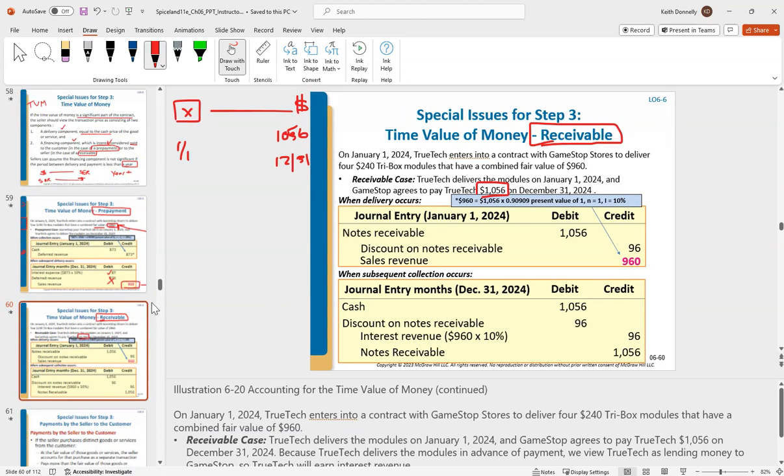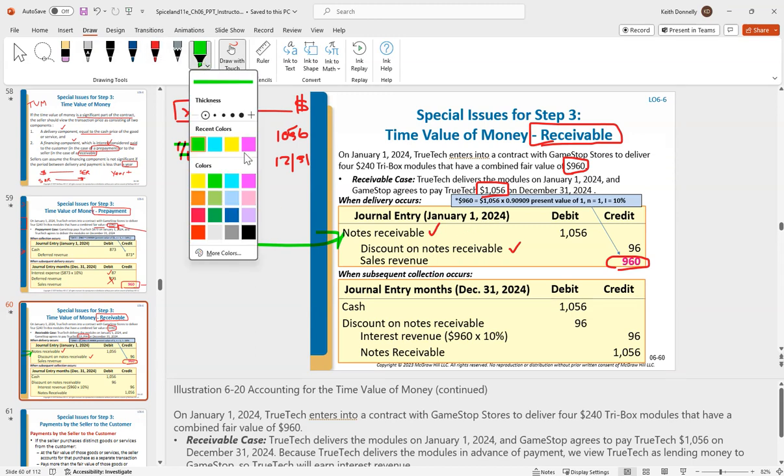On 1/1, we're going to do the following journal entry: debit note receivable for 1,056, that's what they're going to pay us at the end, credit discount on note receivable, and credit revenue for 960.